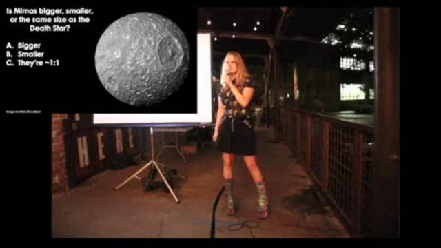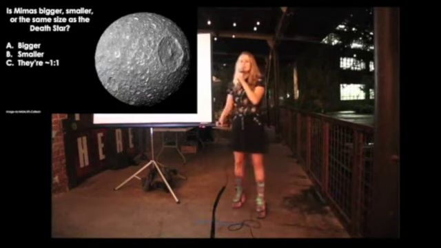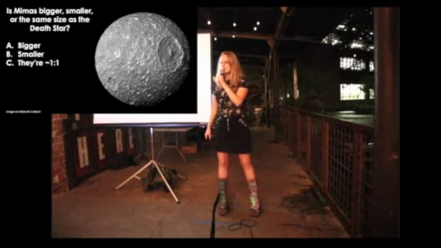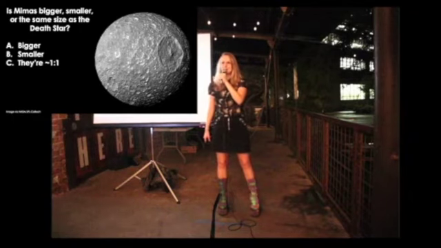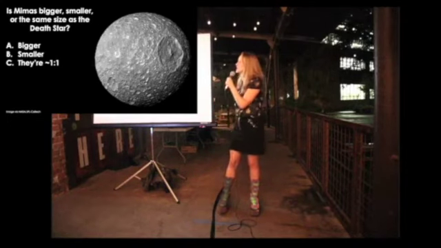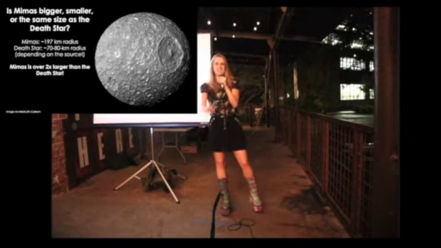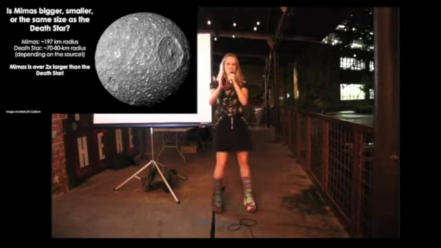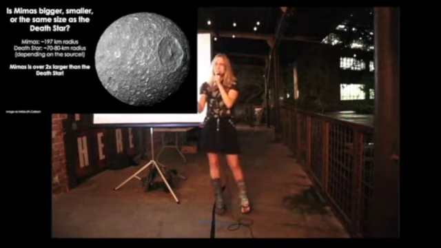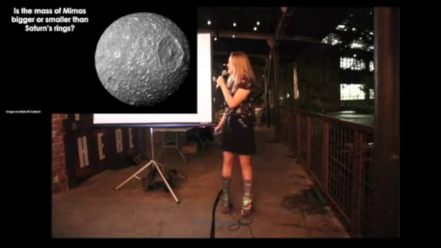This isn't a trivia question, but do you think that Mimas is bigger, smaller, or the same size as the Death Star? Yes, it's bigger. Shout out to the front row for knowing their stuff. Mimas is about 2 times larger than the Death Star, and that's the Death Star 1. I couldn't find good estimates for the second Death Star, but using the most recent estimates, the second Death Star is only 200 kilometers in diameter, so it's still smaller than Mimas.